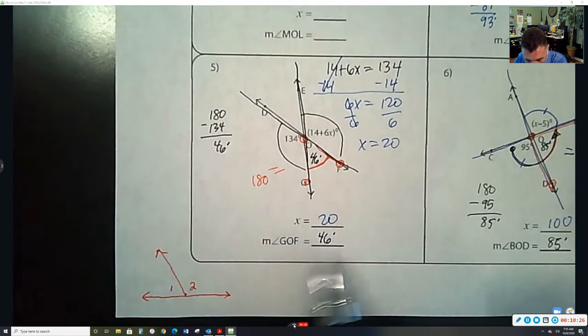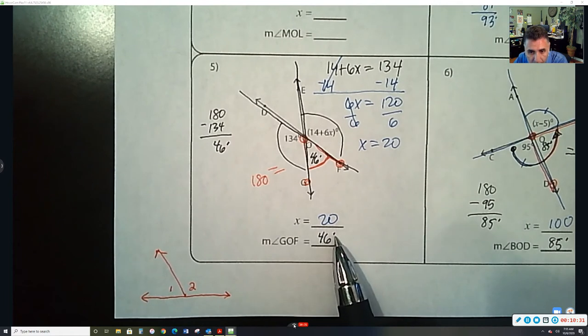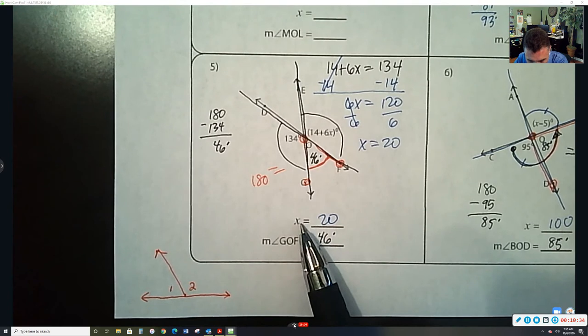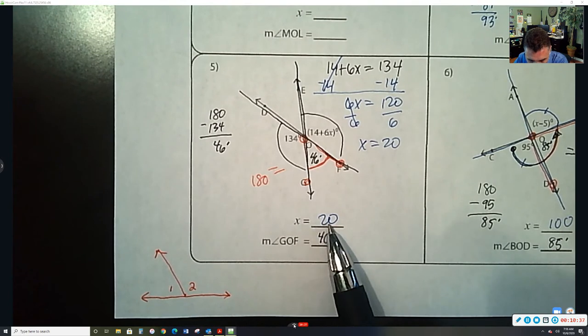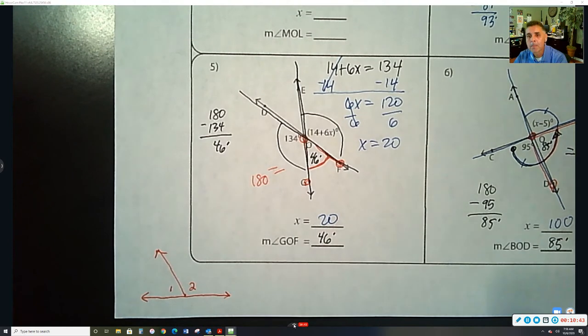And just a real quick reminder, angles are measured in degrees, so I did put the little degree symbol on this number. And x is not referring to an angle, but more of a numerical value, so that's why this doesn't have a degree on it. Hopefully that helps. And I'm done.